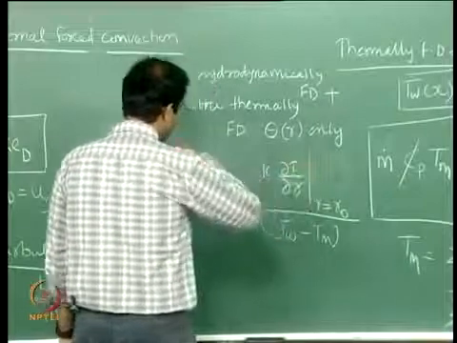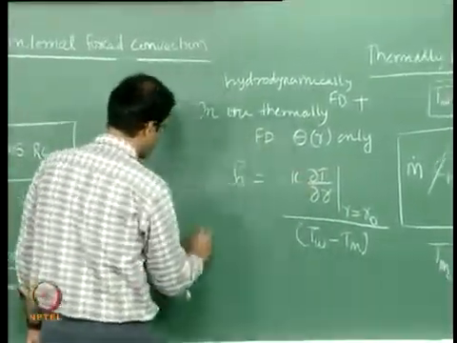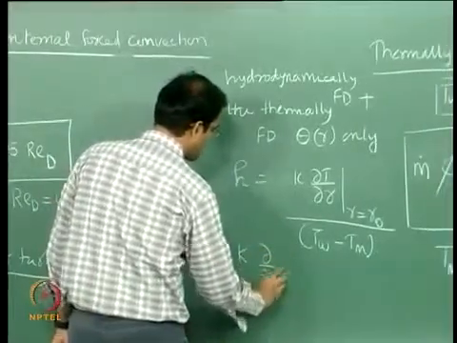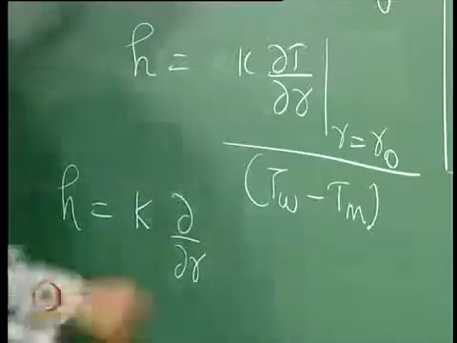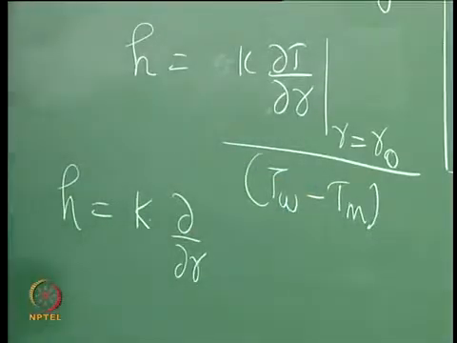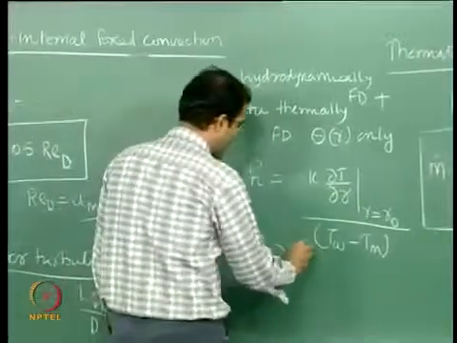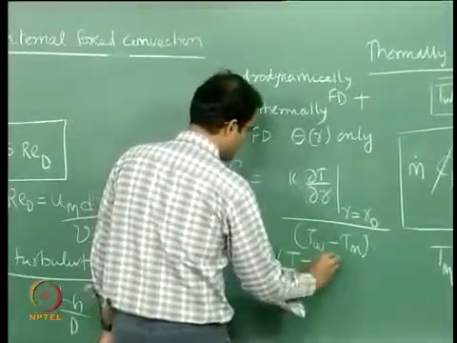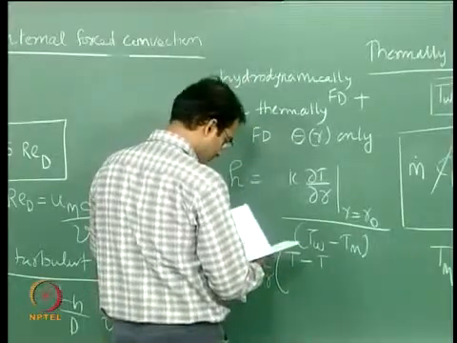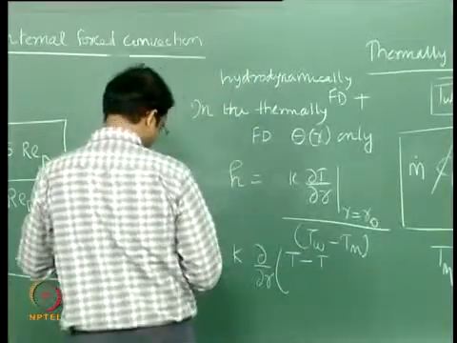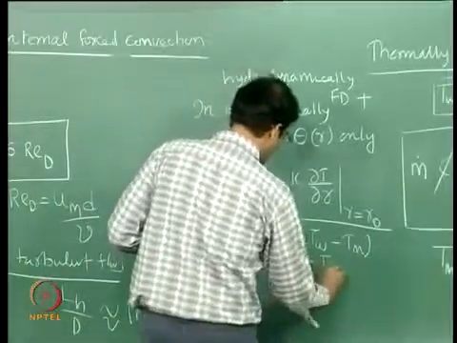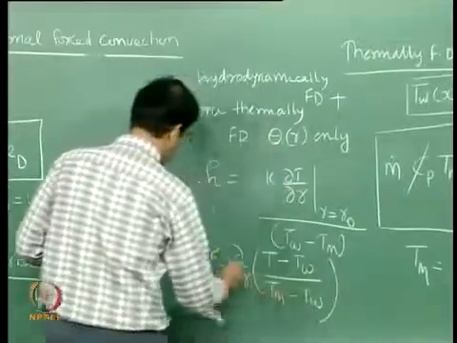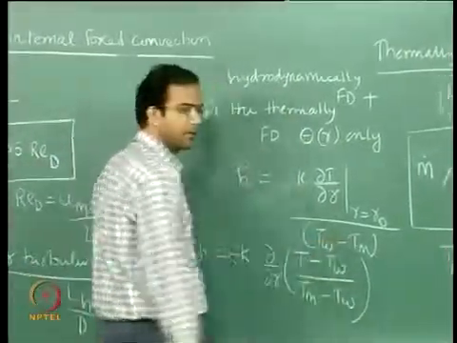Okay, so now we can write this in terms of the non-dimensional temperature. So I can write this as d by dr. Since this is a derivative with respect to r, and T wall and T mean are functions of only x, they can be directly taken inside this, and you can also introduce T minus T wall by Tm minus T wall, and you can put a negative sign here. I am just flipping this as T minus T wall.